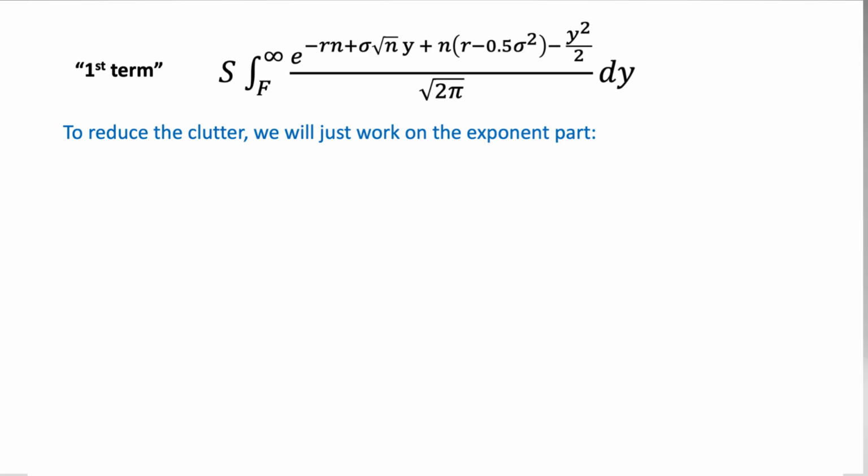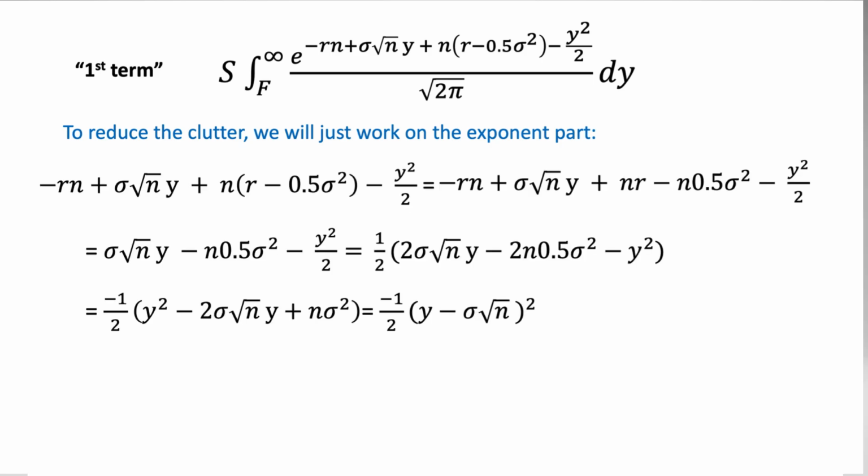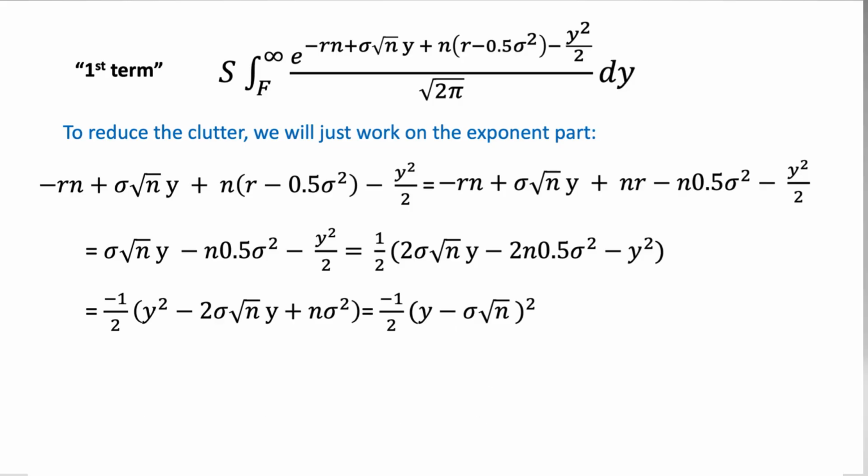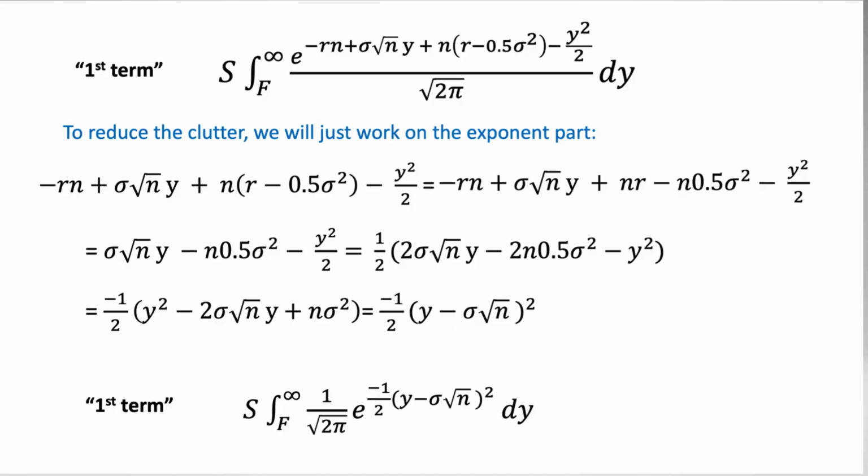To reduce the clutter, we'll just work on the exponent part again. Please feel free to pause if you want to work out the algebra yourself. But the point here is not the algebra, but to express the exponent into something resembling a normal distribution. And by some clever tricks, we can transform this into a y minus something quantity squared, and therefore we can express that first term into the simpler term as follows.